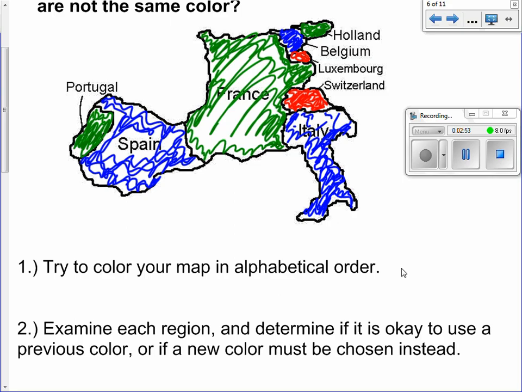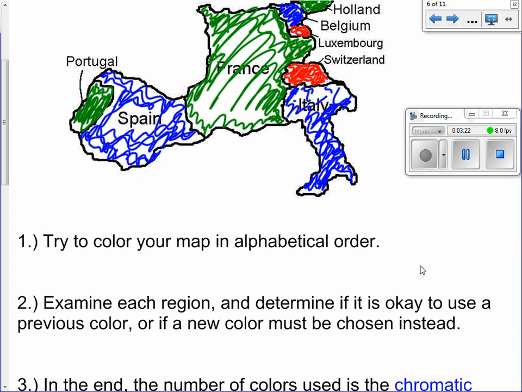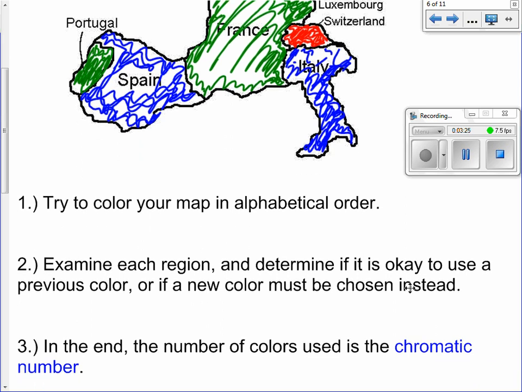So, like you see, I think Belgium is the first country. So I would color that one color. And looking at it, I think France would be the next one. Well, France is right next to Belgium. I can't use blue again, so that's why we had to move on to green. When I go to the next country, I would again say, can I go back and use the first color I had, which looks like it was blue. But we've got an example further on that'll show you what we're talking about. But then at number 3, at the end, the number of colors you used is the chromatic number. All right, so let's actually put that into practice.